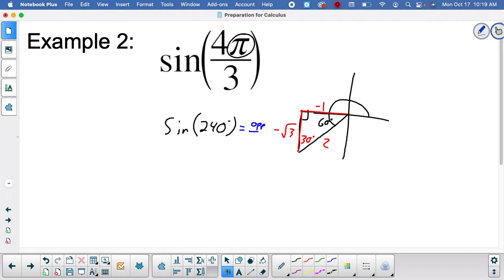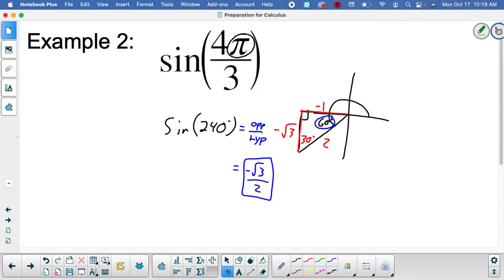Well, sine is the ratio of opposite over hypotenuse. So ours, what's opposite of my 60? Opposite is the negative square root of 3 over the hypotenuse, which is 2, and I should get a negative square root of 3 over 2.